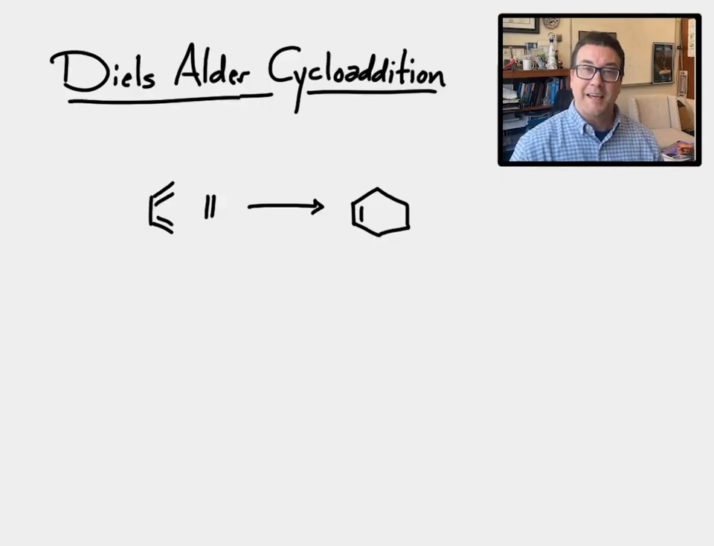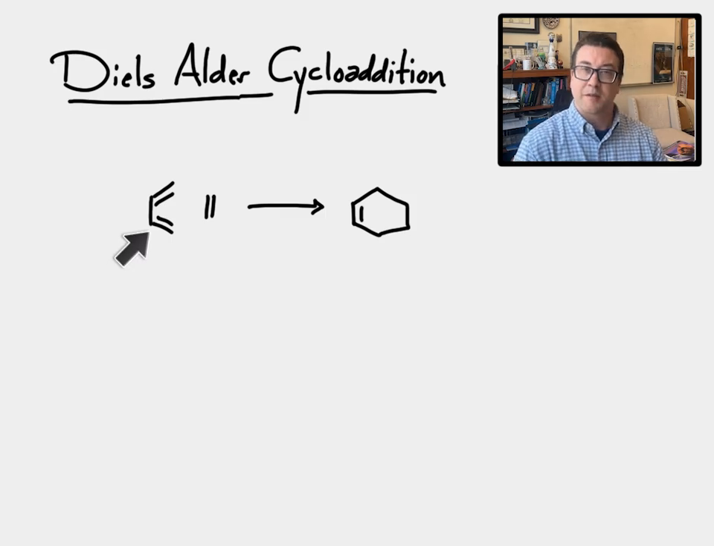Hello. In today's video, we're going to be talking about Diels Alder chemistry. Diels Alder is one of the most powerful carbon-carbon bond-forming reactions in organic chemistry. You're getting 2 new sigma bonds from this process, and you're also cyclizing a carbon skeleton. So again, this is a very powerful bond-forming reaction in organic chemistry.